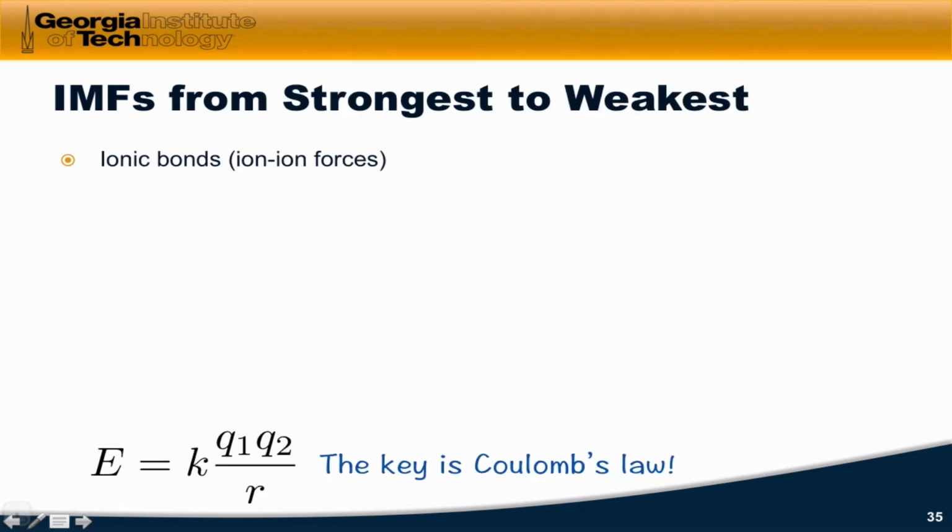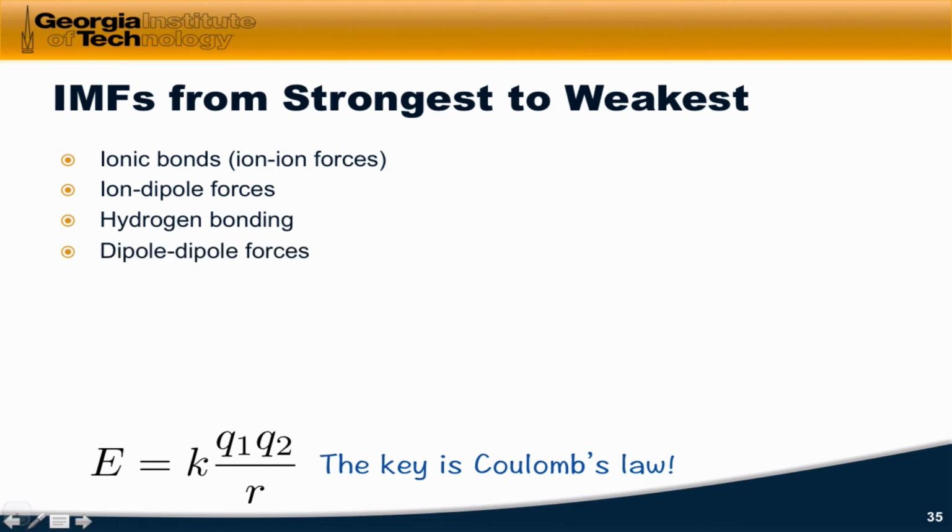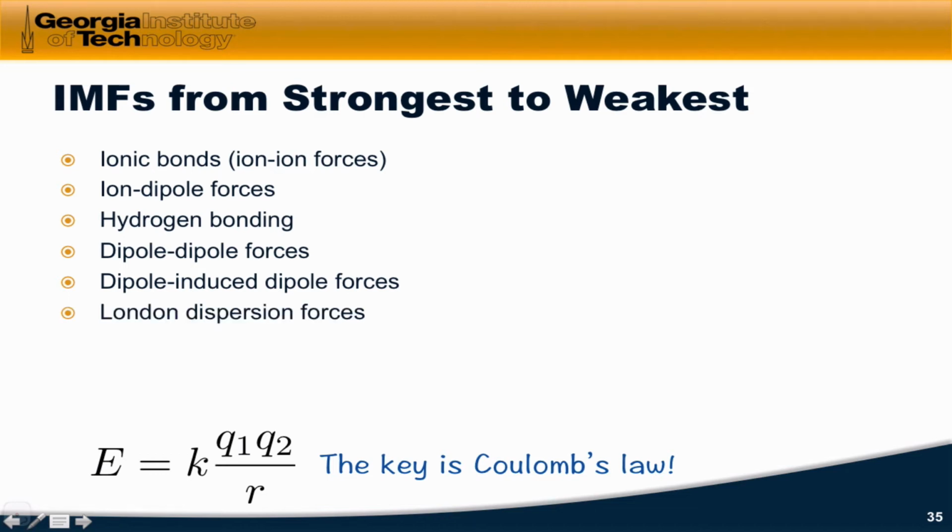So here are the IMFs from strongest to weakest. At the top of the heap, the strongest intermolecular forces are ionic bonds, and there are some who would say we can't really even call these intermolecular forces at all, but I like to lump them in here since they are electrostatic interactions between charged particles, which is the essence of intermolecular forces. Next come ion-dipole forces, for example, sodium chloride in water, hydrogen bonding and dipole-dipole forces, dipole-induced dipole forces, which are somewhat weaker, and then London dispersion forces are the weakest of all.